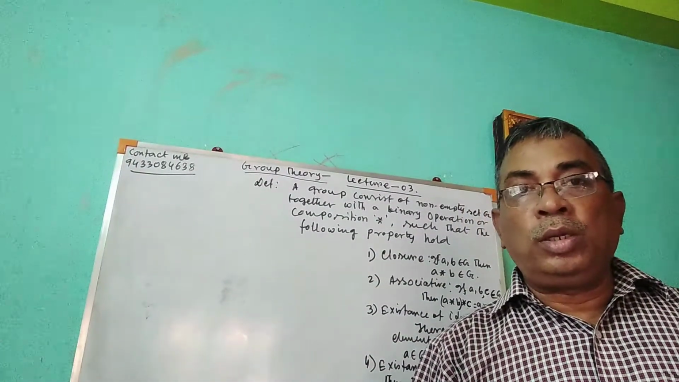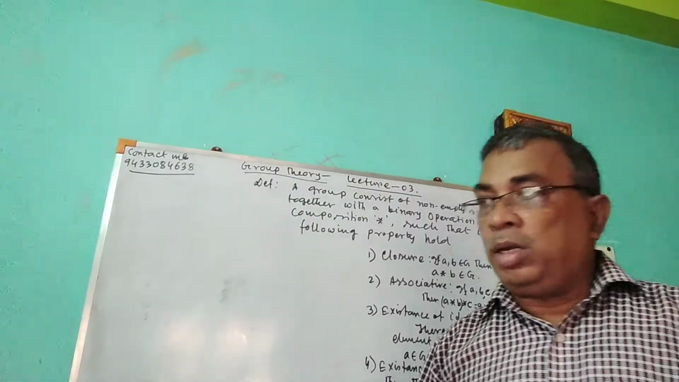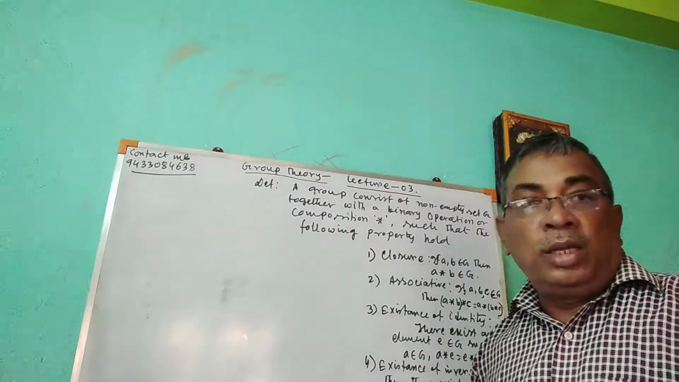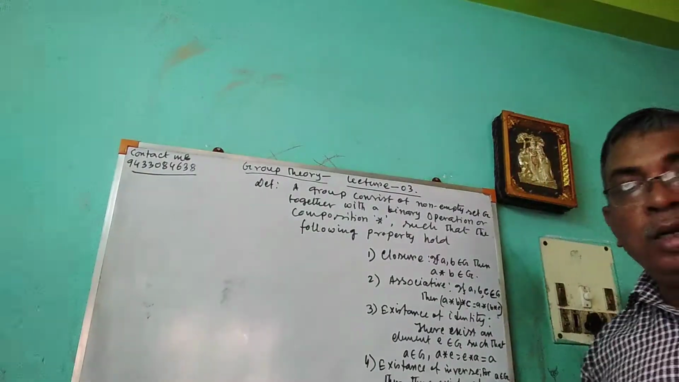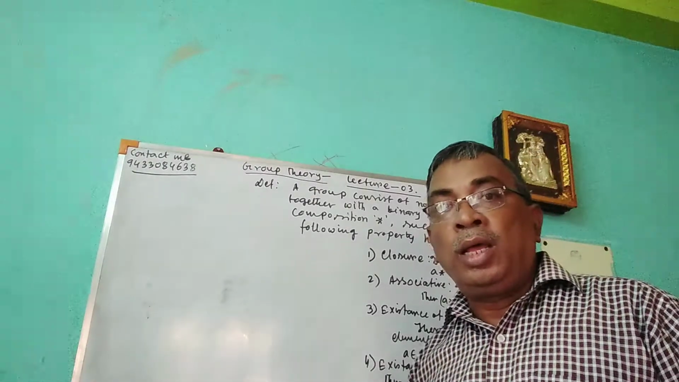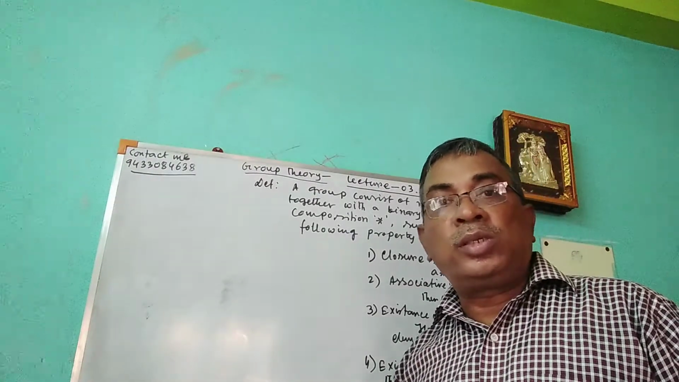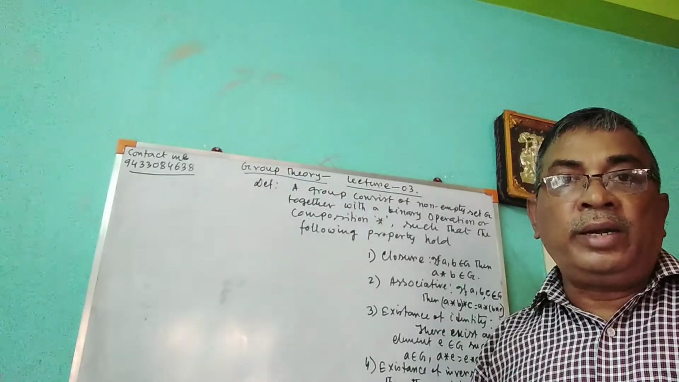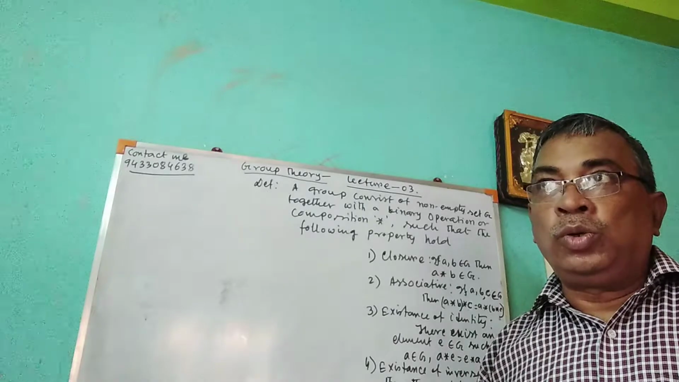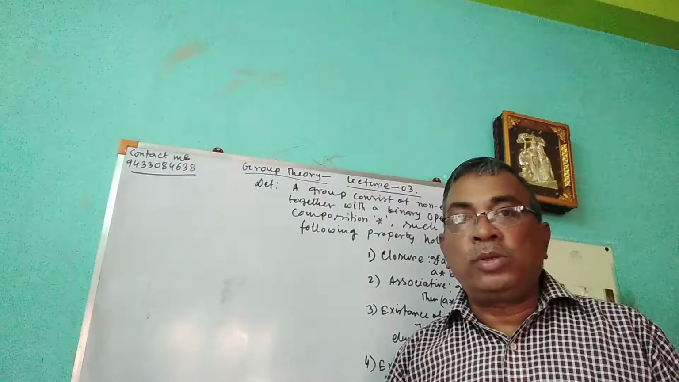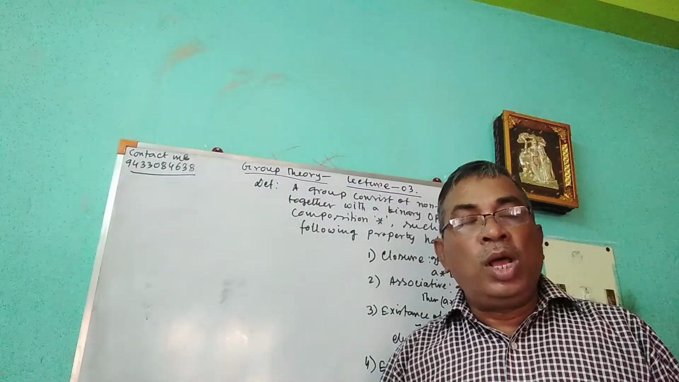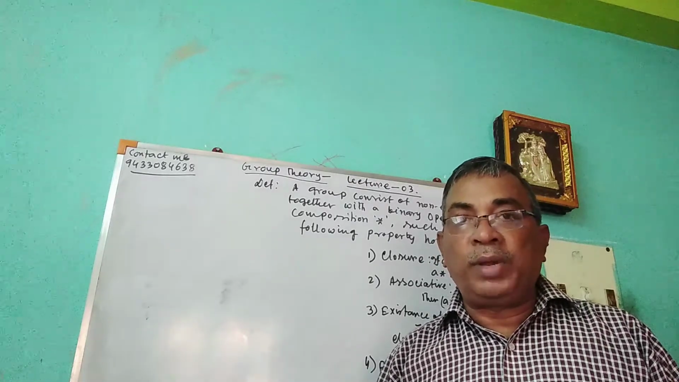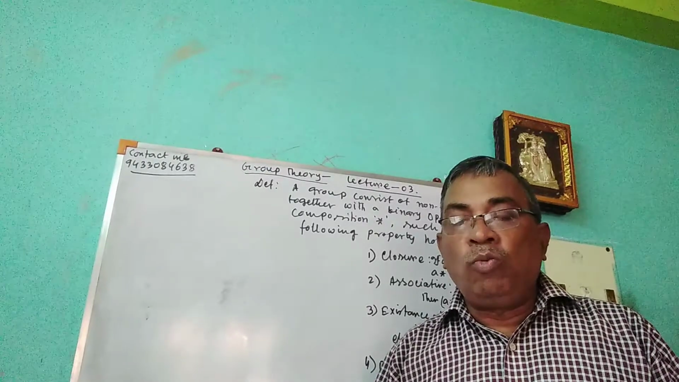Group theory. This is lecture number 3 of group theory. In this lecture, the learner will understand the definition of a group, along with examples, and the subgroup also. These are the two outcomes: one is the definition of the group and the other is the definition of the subgroup with example. So let's start. What is a group?